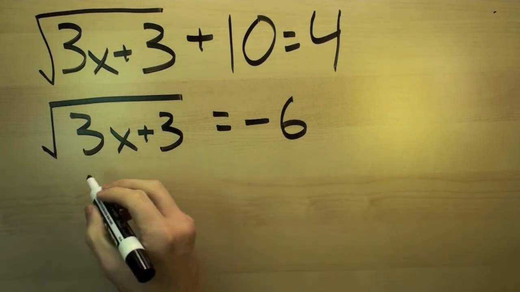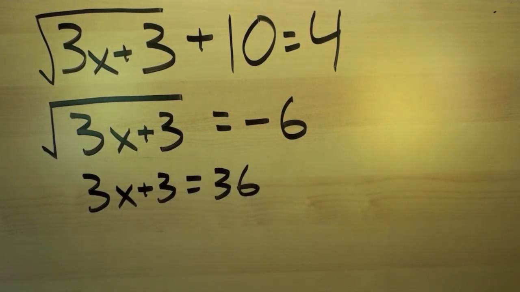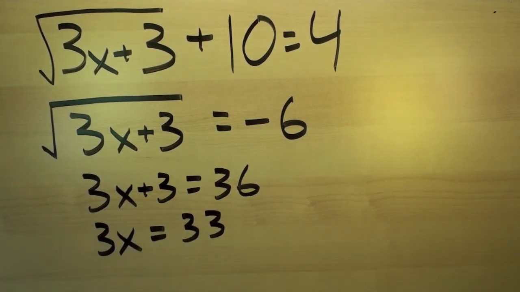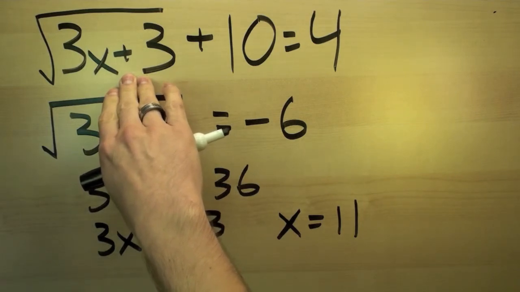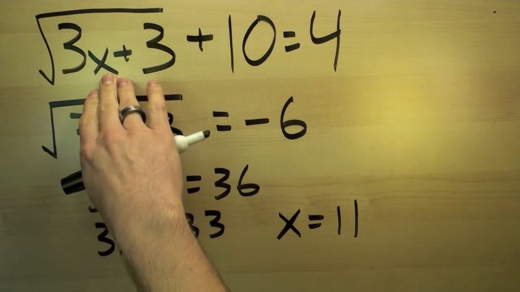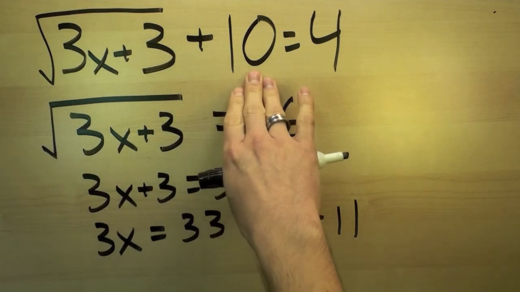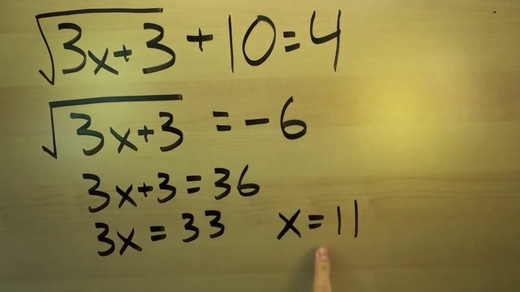We would now square both sides to get 3x plus 3 equals 36. Now subtract 3, we get 3x equals 33. Divide both sides by 3, we get x equals 11. Now if we go back to the top and plug 11 into our root, we're going to get 3 times 11, which is 33, plus 3 is 36. The square root of 36 would be 6, plus 10 would be 16. That is not equal to 4. So x equals 11 is not a solution to our original equation.